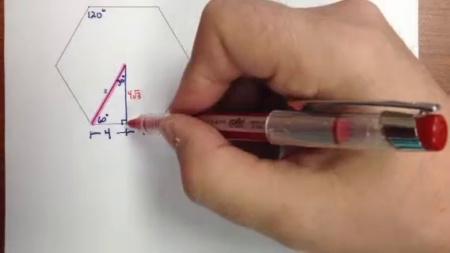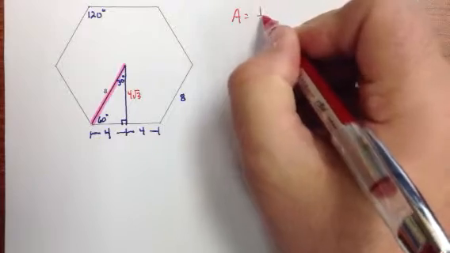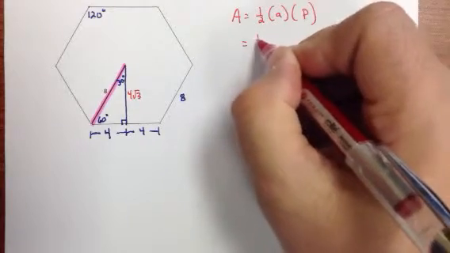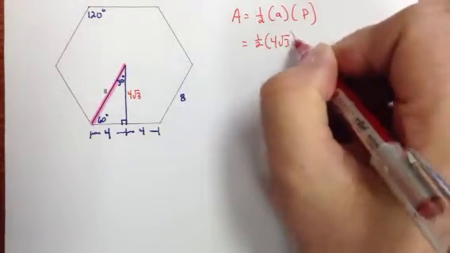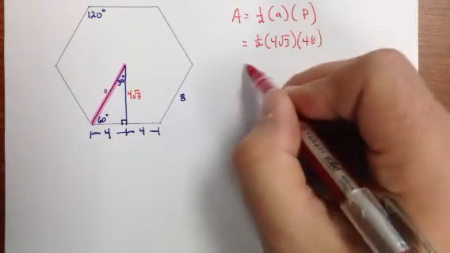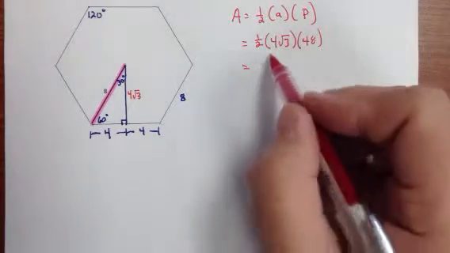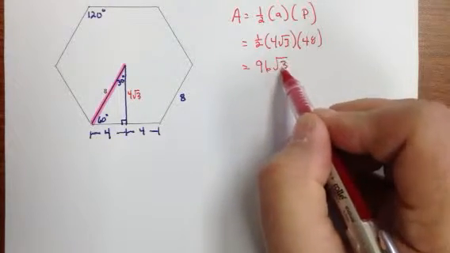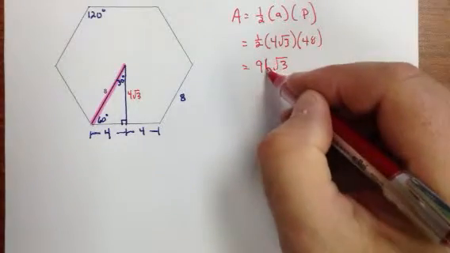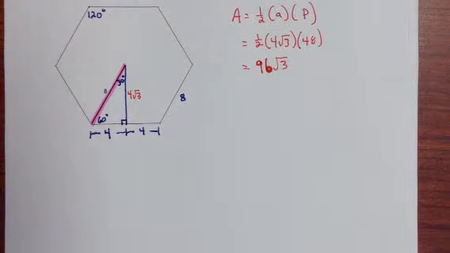All right, so we have a long side of 4 radical 3. Long side is short side times radical 3. So A is equal to 1/2 AP, 1/2 of 4 radical 3. If one side is 8, the perimeter is 48. Half of 4 is 2. 2 times 48 is 96. So the area is 96 radical 3. Not a very good looking 6 there. 96 radical 3. No units. Not worried about the units.